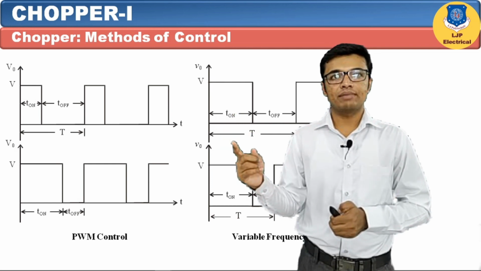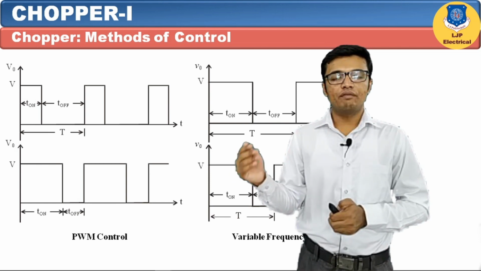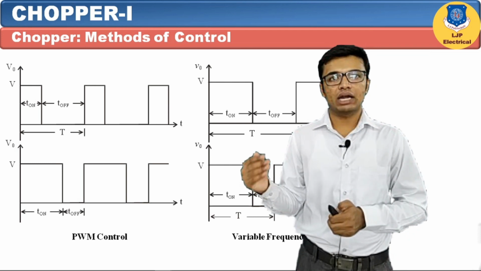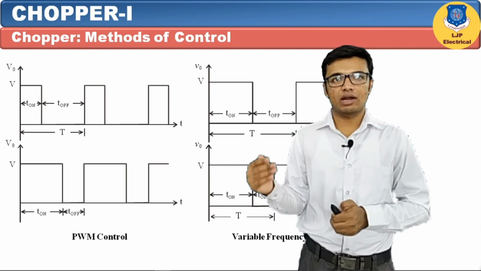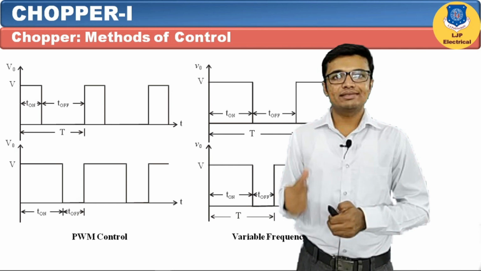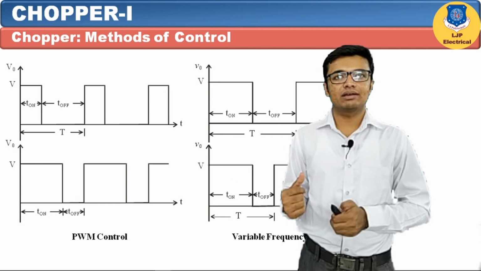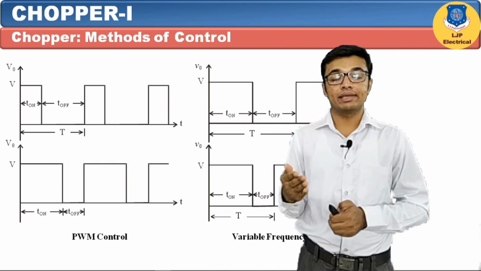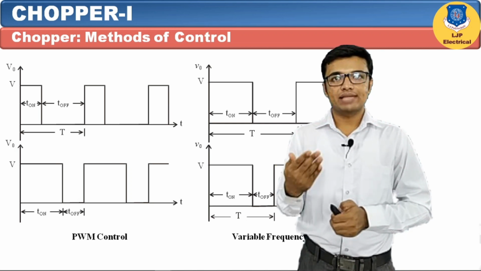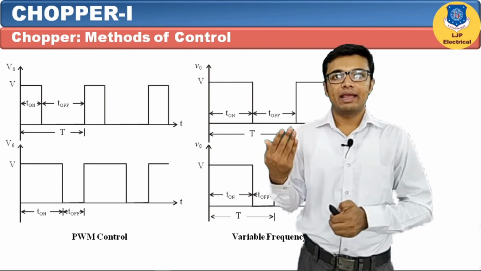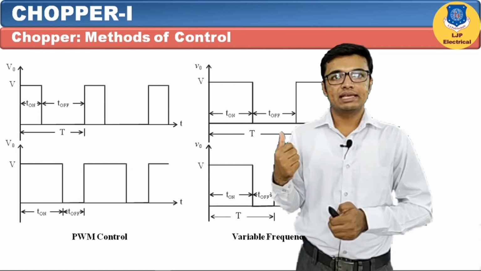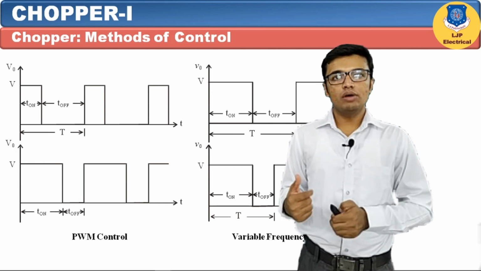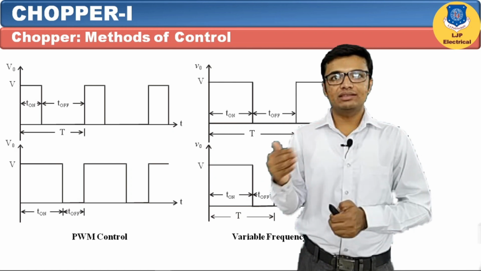In the first case, we have kept turn on time of very low value and turn off time of very high value. In the second case, we have kept turn on time of very high value and turn off time of very low value. The other one is variable frequency control. Here we vary the frequency by changing the total time. In the first case the value of total time is very large, whereas in the second case the value of total time is low. So by varying the frequency, we can vary the output voltage.